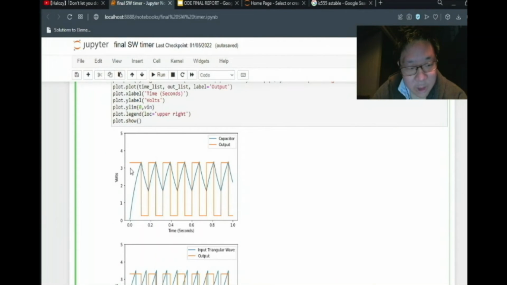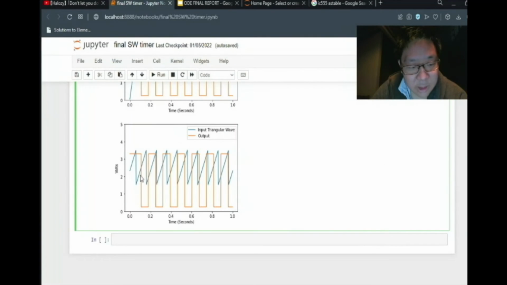So in the first graph, the blue graph represents the value of the capacitor, and we see that it's a triangular wave, as we've seen from the schematic. The output is denoted by the orange lines, which is a square wave that has a maximum value of 3.3 volts and 0.25 volts as a minimum value.